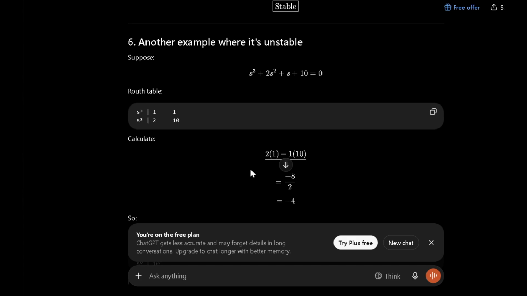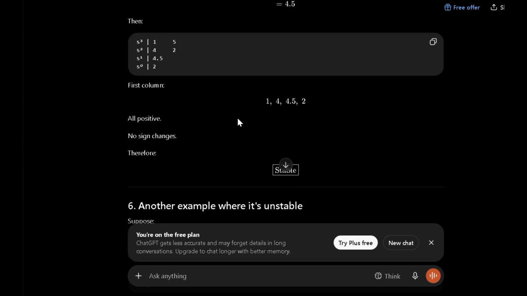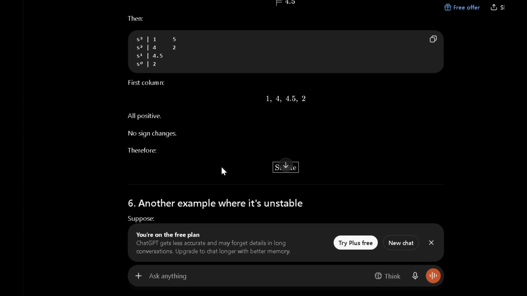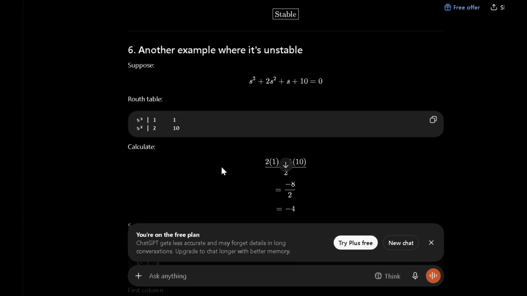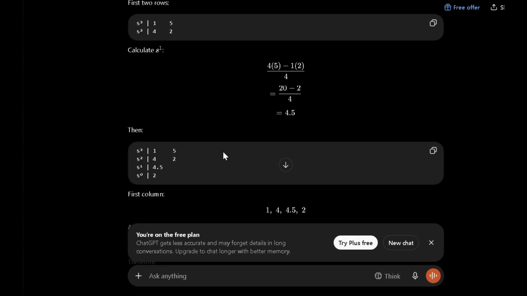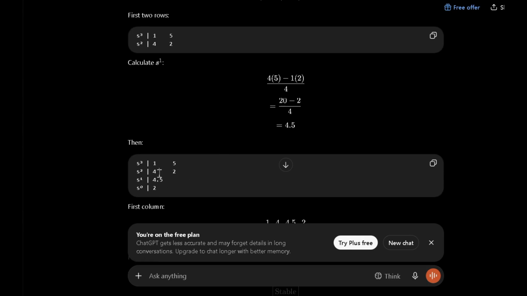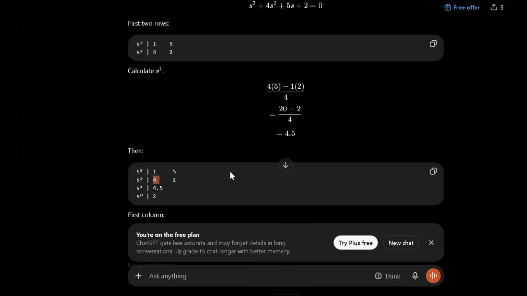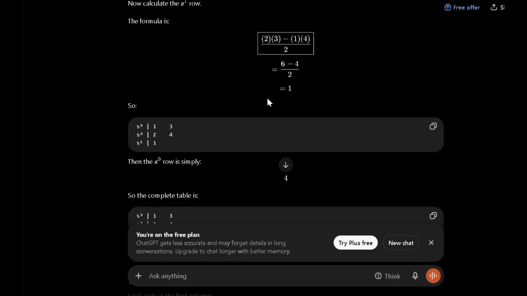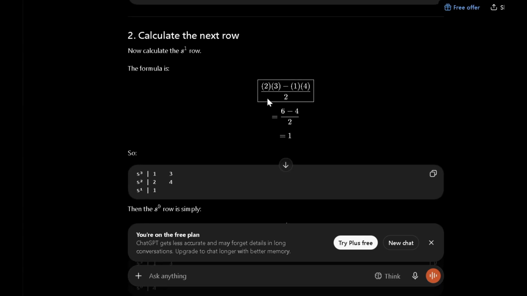So why did he divide by 4? That's the question. In the second example he divided by 2, so he is using the s^2 row's first value, 2. Here also he used the s^2 value, 4. So he divided by 4. This is completely new to me.